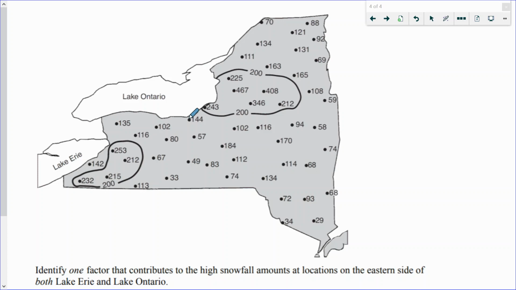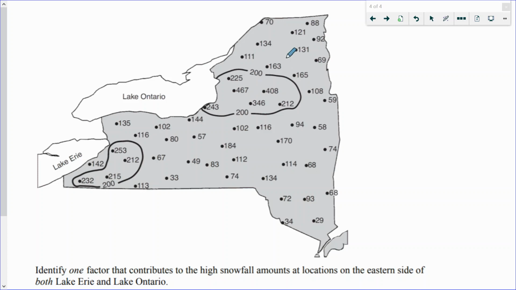And then I'm not going to ask you to draw the isolines, but if you wanted to pause and draw a few isolines, they did have the students draw extra isolines on this diagram here. But identify a factor that contributes to high snowfall on the east side of Lake Ontario and Lake Erie. You could say anything about it being downwind of a lake, or you can say it's warm water, cold air. Mainly downwind of a lake, or on the backside of the lake, is going to make more snow.